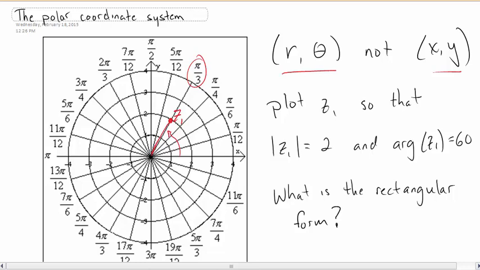What is its rectangular form? Well, here we have 60 degrees. We have a modulus of 2. If we want the rectangular form, we're looking for the y-coordinate and the x-coordinate, and that's just right triangle trig. So the x-coordinate is going to be the modulus 2 times the cosine of 60 degrees. The cosine of 60 degrees is 1/2. So 1 is our x-coordinate. Our y-coordinate would be 2 times the sine of 60 degrees. The sine of 60 degrees is square root of 3 over 2. So the y-coordinate is square root of 3. So its rectangular form is 1 comma square root 3.